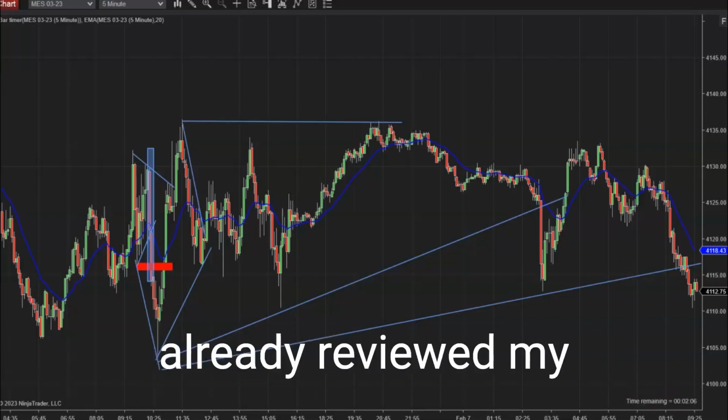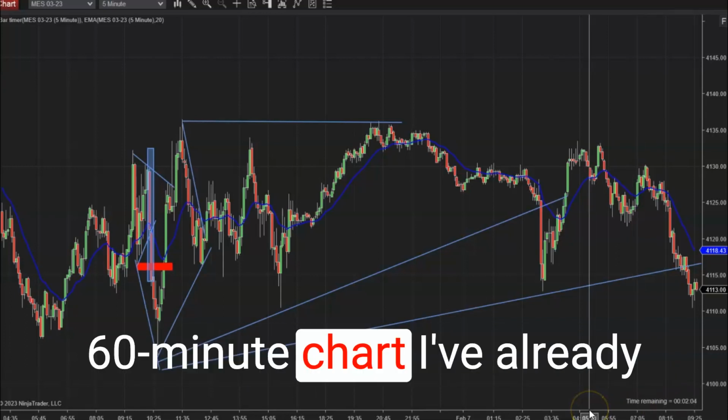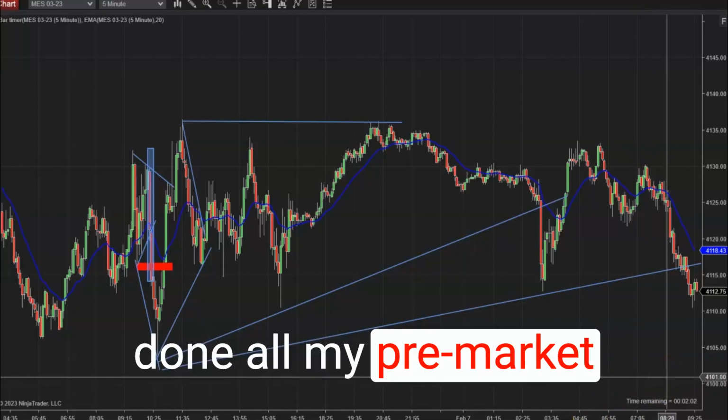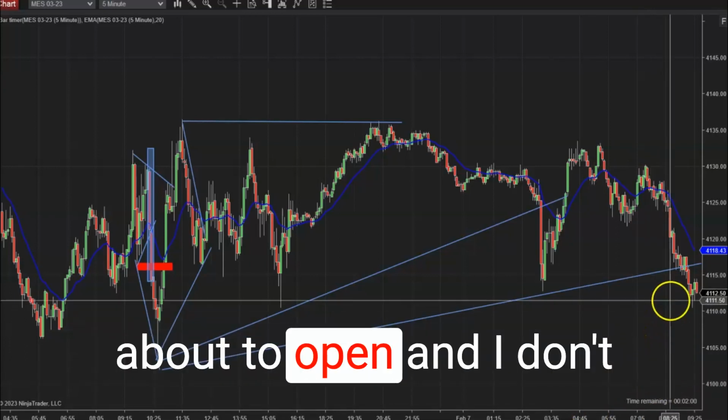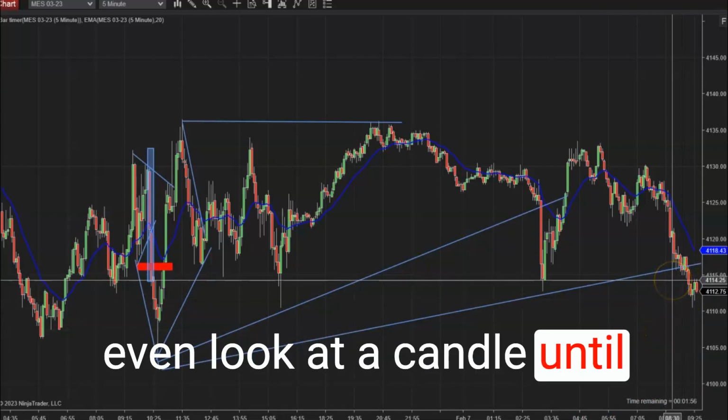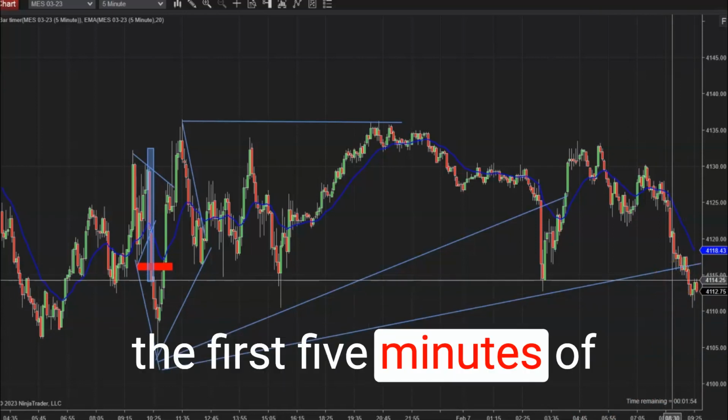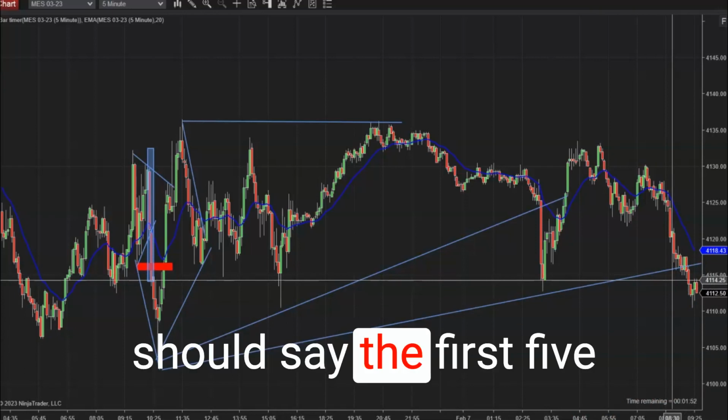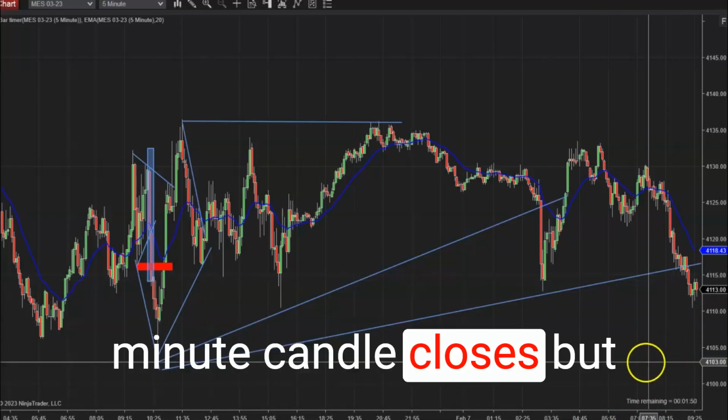So by this point, I've already reviewed my 60-minute chart. I've already done all my pre-market preparation. And now we're about to open, and I don't even look at a candle until the first 5-minute candle closes. But let's see what's happening.